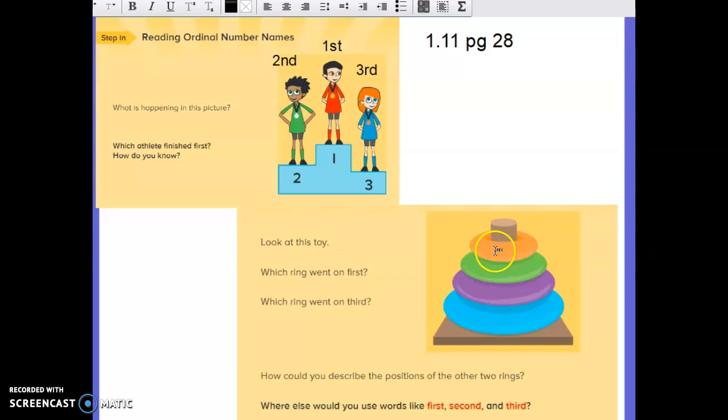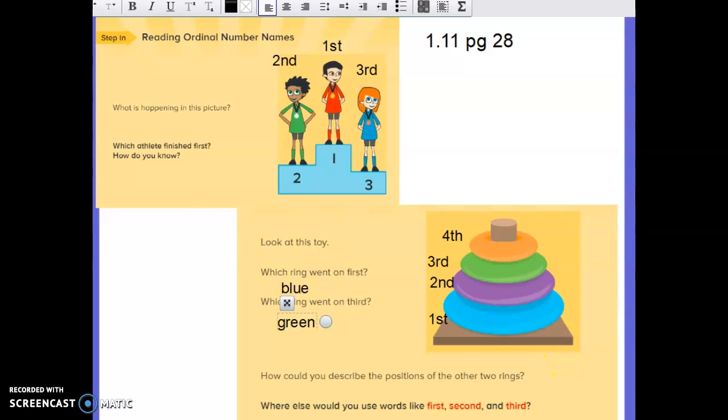Now let's look at this toy. It says, which ring went on first? So the blue ring went on first because it's at the bottom. When you stack these, the one on the bottom went first. Then it says which one went on third. Well, if we label each one first, second, third, and fourth. I'm going to label first. We always want to label first. So which ring went on first? Well, the blue one did. Which ring went on third? Well, first, second, third, the green one did.